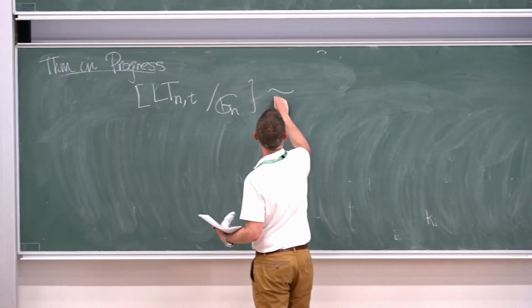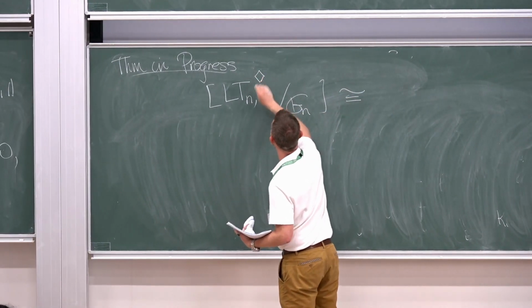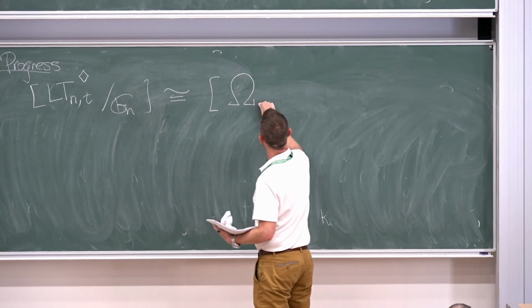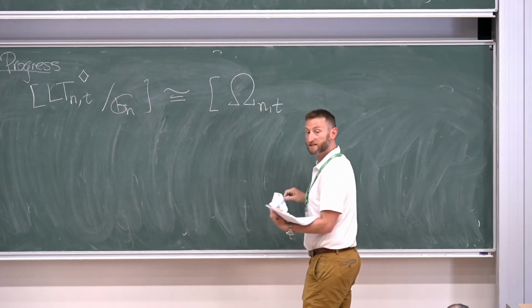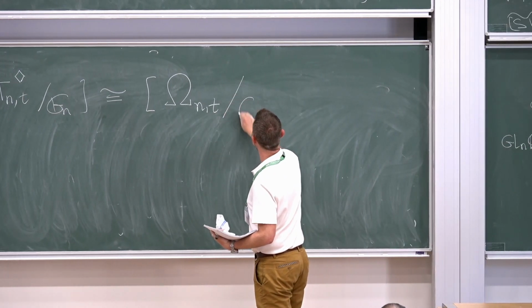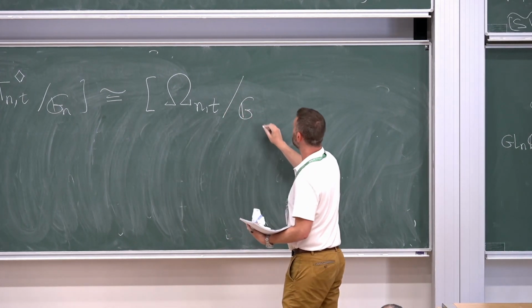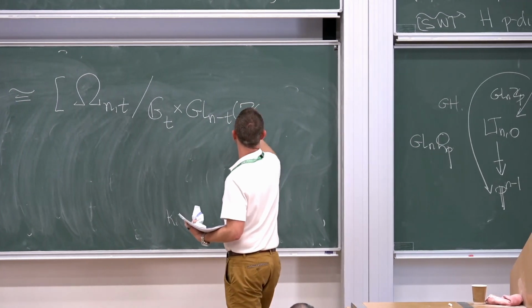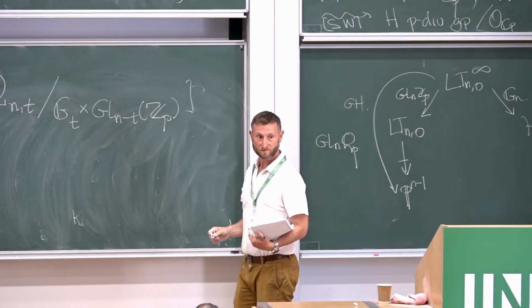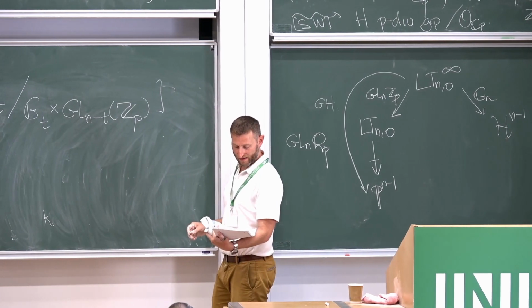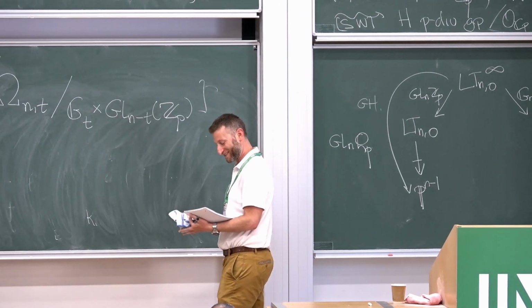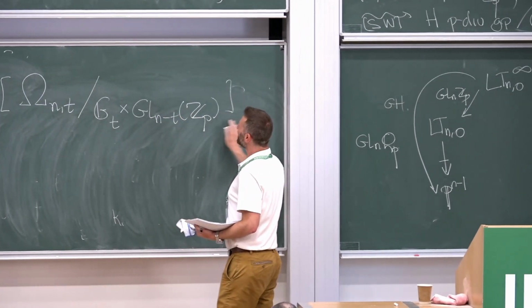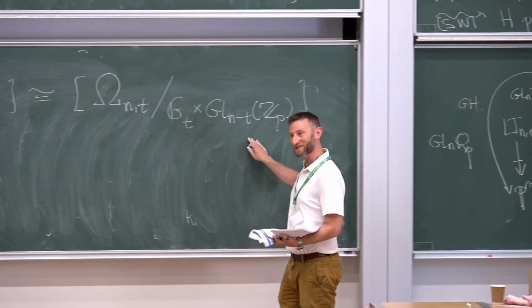What's going on the right side? Oh, well, first of all, I have to diamondify this. Okay, great. On the right side is some kind of different period space, omega nt, let's call it. And then we have to mod out by the group that we hoped to see. That's gt cross gl n minus t of zp. Of course, we're not saying what this is yet. But at least this group appeared, so that's cool.